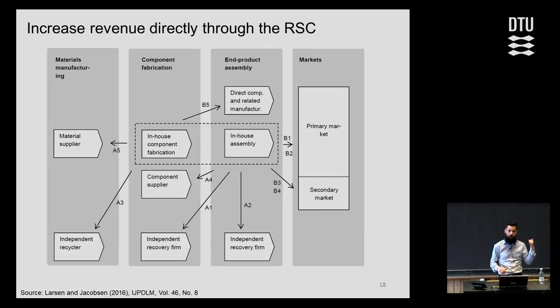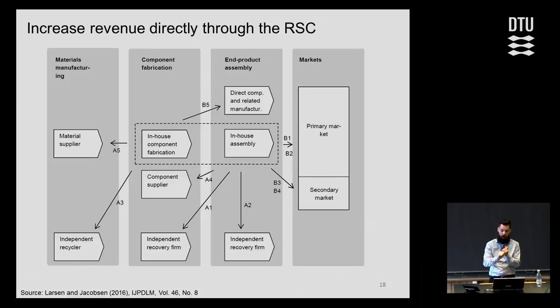So there are 10 arrows here. 5 arrows have a code with A, and 5 have a code with B. The 5 A arrows refer to a situation where the firm takes back a used product and then sells either the product or components or materials without recovering anything. The B arrows have to do with reselling something that the firm has recovered, either the end product or a component. So if we take B1, 2, 3, and 4, that has to do with refurbishing either complete products or components and then reselling them either to the primary market or to secondary markets.